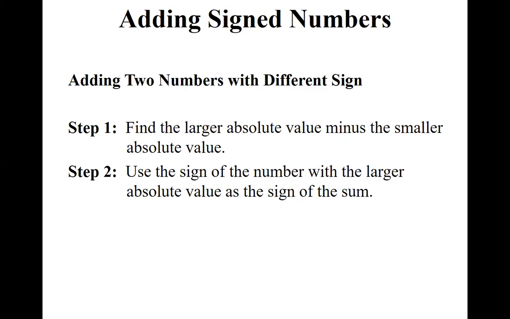On the other hand, if we're adding 2 numbers with different signs, we're still going to start with the absolute values, and we're going to subtract the larger absolute value minus the smaller absolute value. So subtract in the order that leaves it positive. Then whatever the sign of the number with the larger absolute value was, is the sign of the sum.